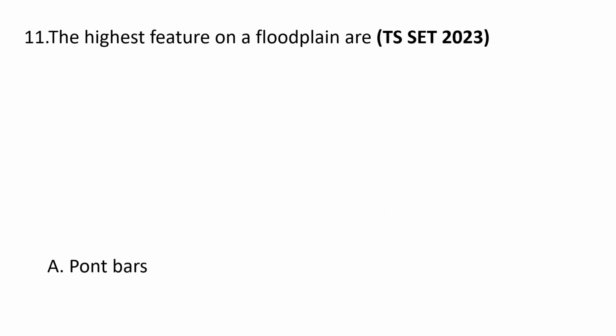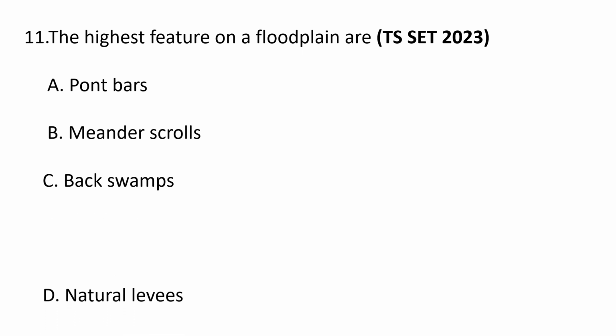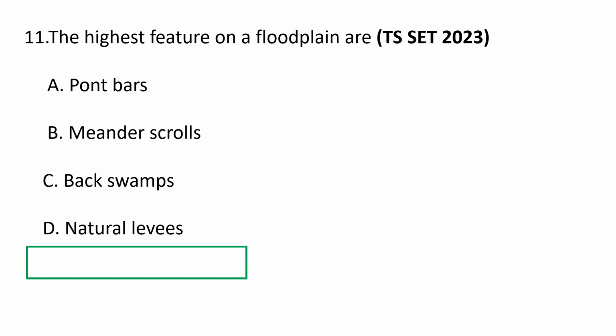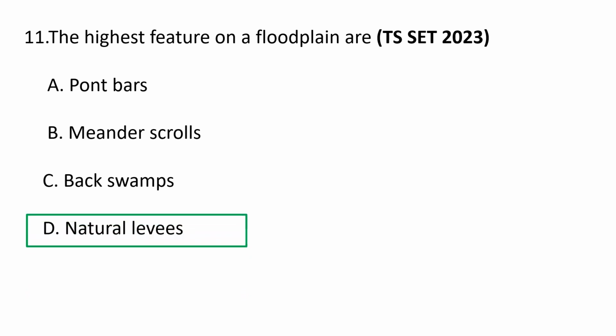Next question. The highest feature on a floodplain are: A. Point bars, B. Meander scrolls, C. Back swamps, and D. Natural levees. So the correct option is natural levees. Natural levees form the highest surfaces along the active floodplain, and the relict natural levees remain part of the floodplain after a channel cutoff, and floodplain inundation flow paths are displayed by arrows. So the highest features on a floodplain are natural levees. D is the correct option.